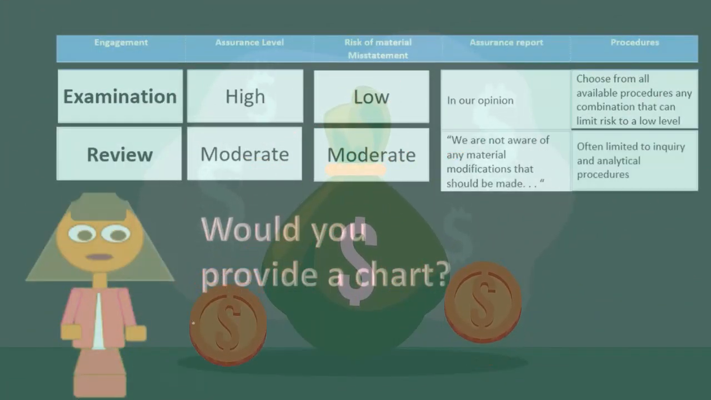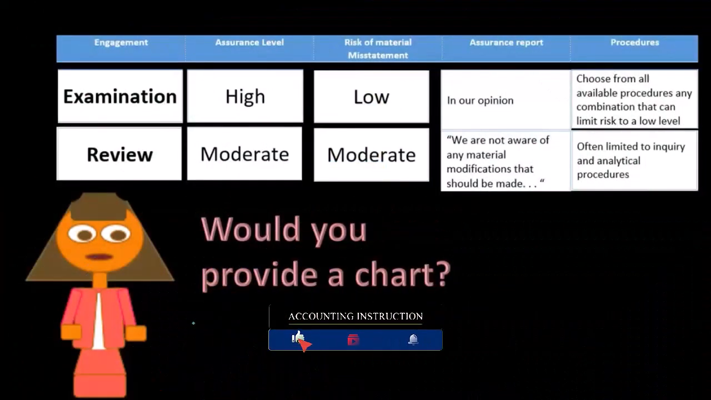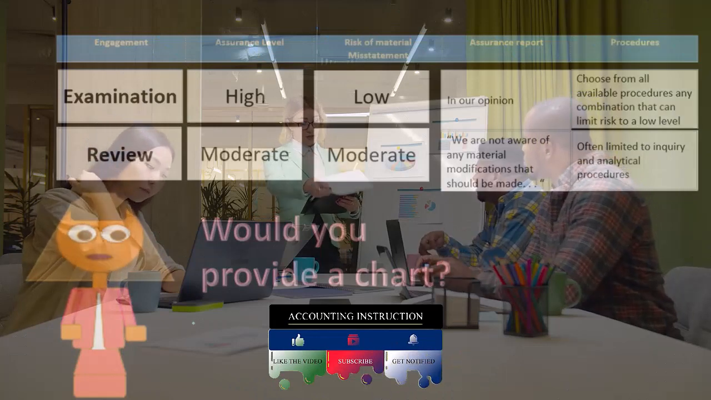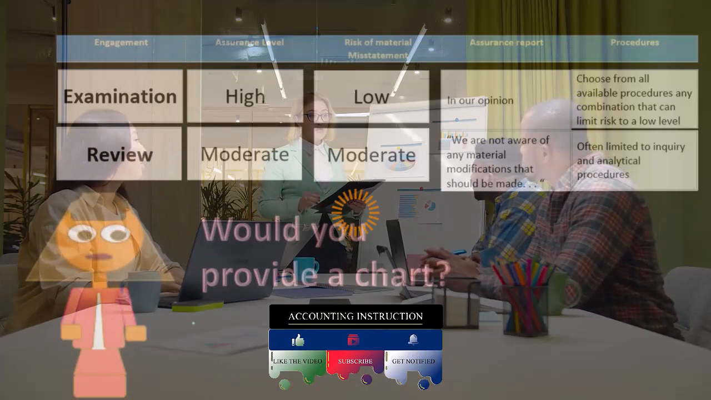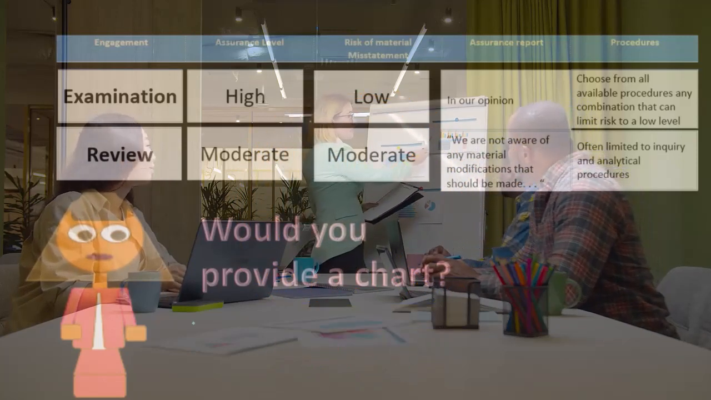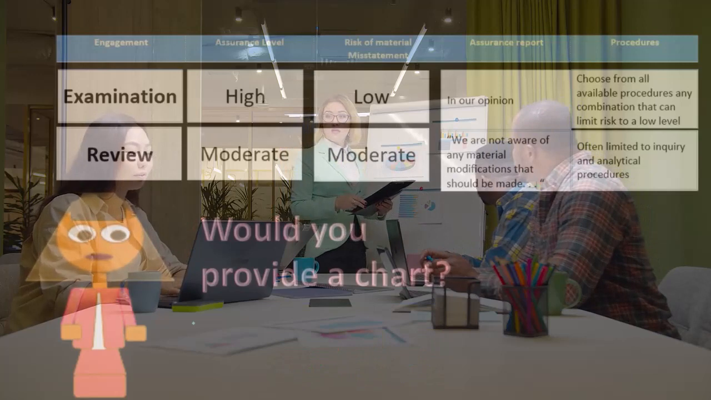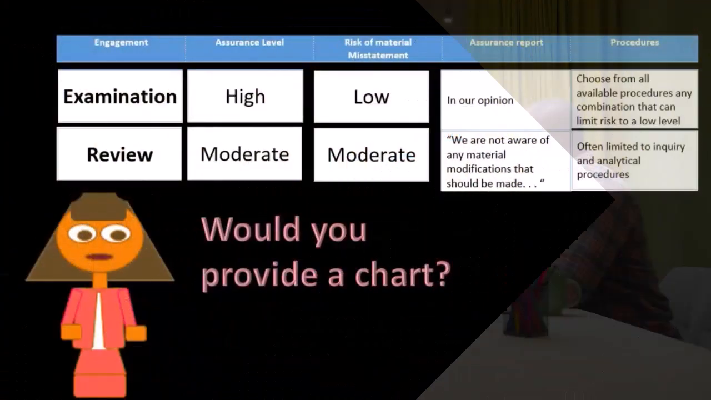All right, so a review is often limited to inquiry and analytical procedures. So what are we going to do in a review? Usually it's going to be more of the work we can do in the office. We're probably going to do ratio analysis and compare the numbers from last year to this year, to see if there are unusual circumstances or unusual information. We're probably going to do a lot less of going out to the company, digging through records, and doing observations in the review process as compared to the audit.